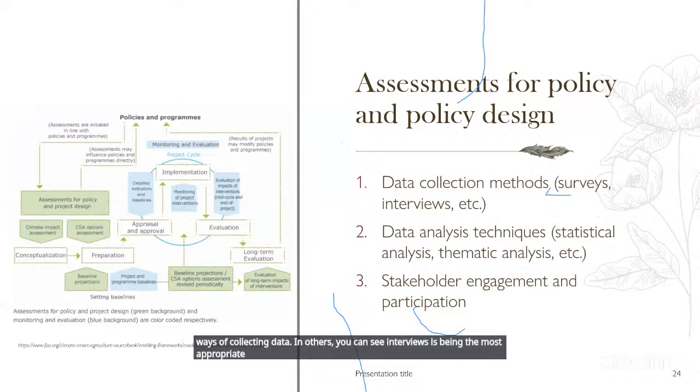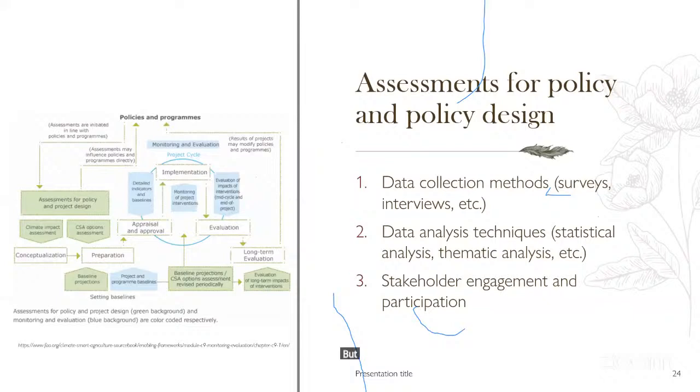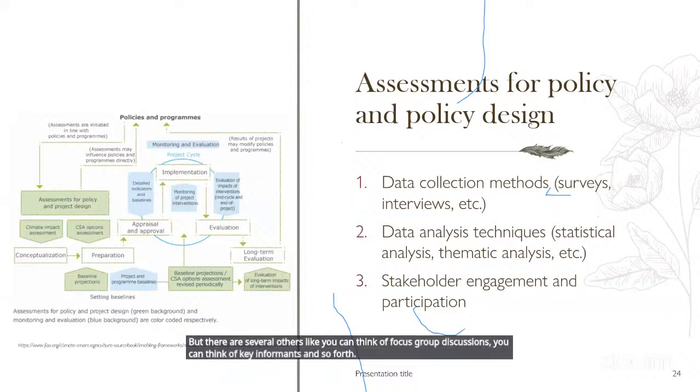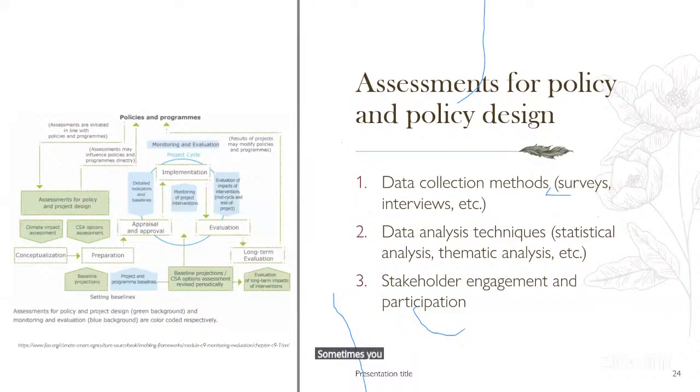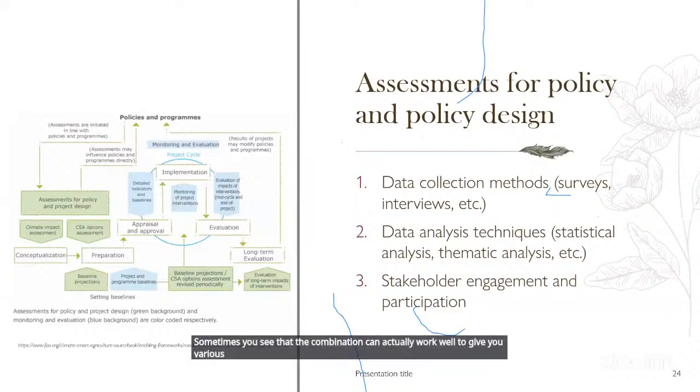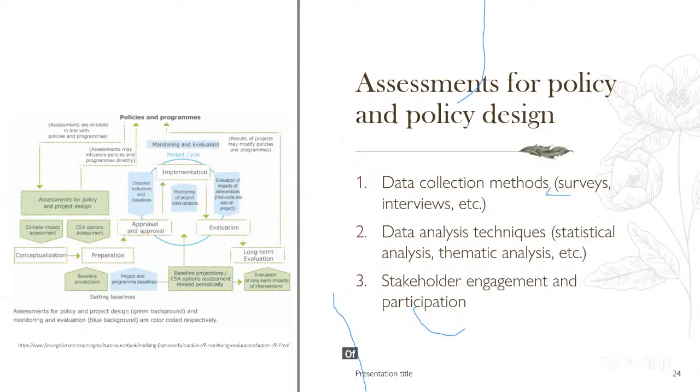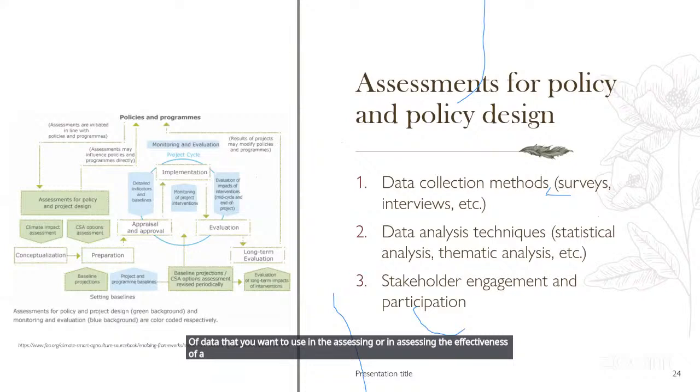But in some cases, you can also see that a combination of various other methods works best. These are just two that I've mentioned, but there are several others. You can think of focus group discussions, you can think of key informants and so on and so forth. Sometimes the combination can actually work well to give you various dimensions of data that you want to use in assessing the effectiveness of certain policies.